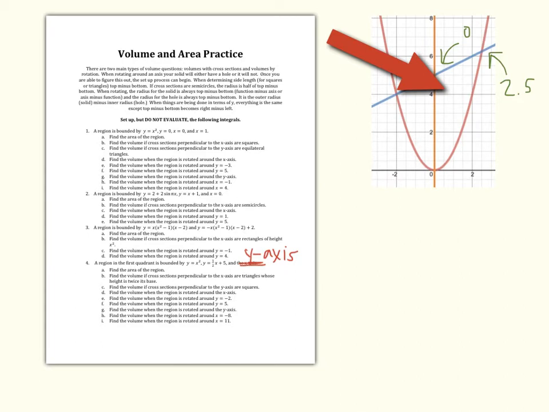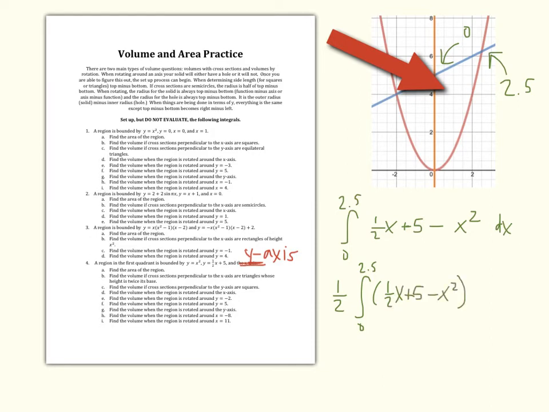Alright, so part A, find the area of the region. It's the integral from 0 to 2.5, top minus bottom. Alright, find the volume if cross sections are triangles whose height is twice the base. Area of a triangle is 1/2 base times height. Here the base is going to be top minus bottom. The height is twice that, so times 2 times top minus bottom. I'm not going to rewrite it, I'm just going to put it squared.